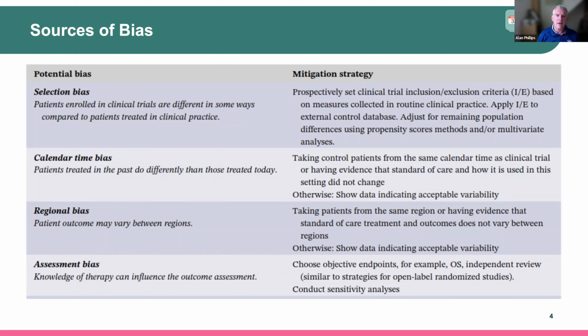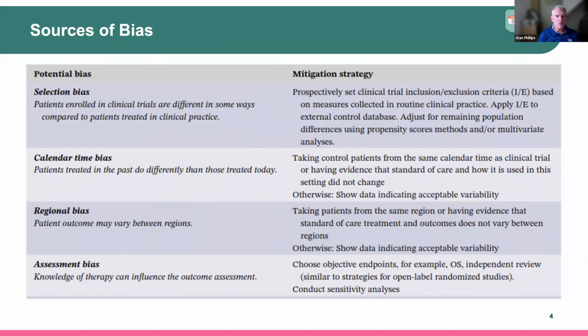So you can have calendar bias within your historical control study. One way to mitigate that is to take the control patients from the same calendar time as the clinical trial. So maybe using the real world evidence being collected today or being collected at the same time that you run the clinical trial, that eliminates some of the potential calendar bias that can exist. Doesn't eliminate it though, it minimizes it.